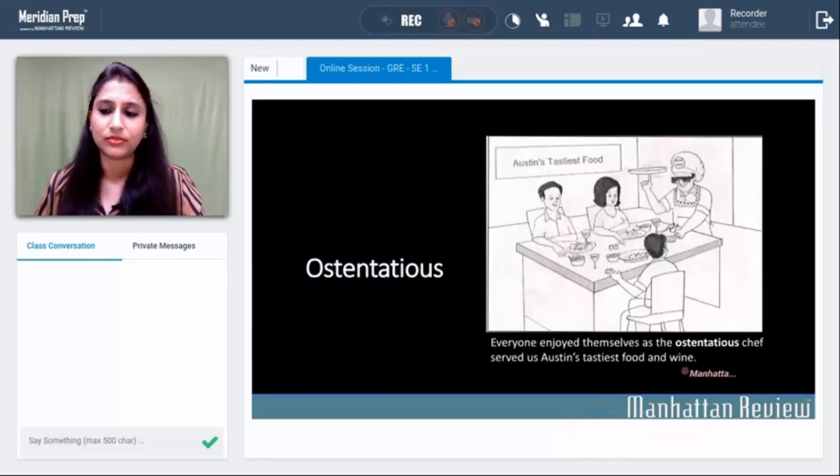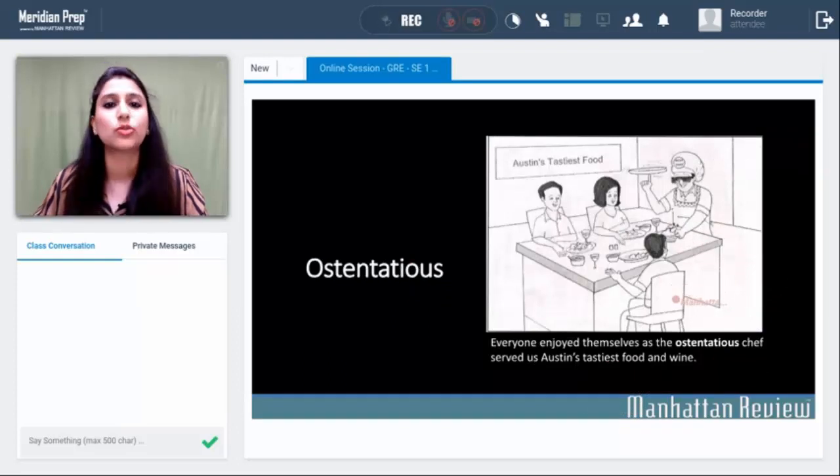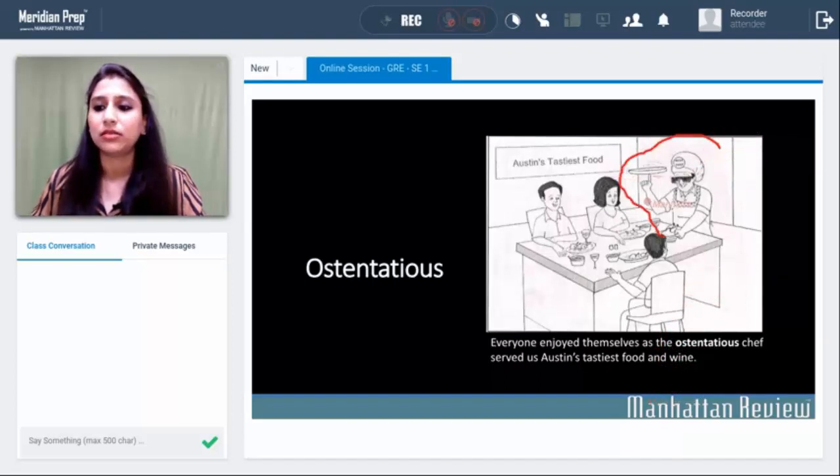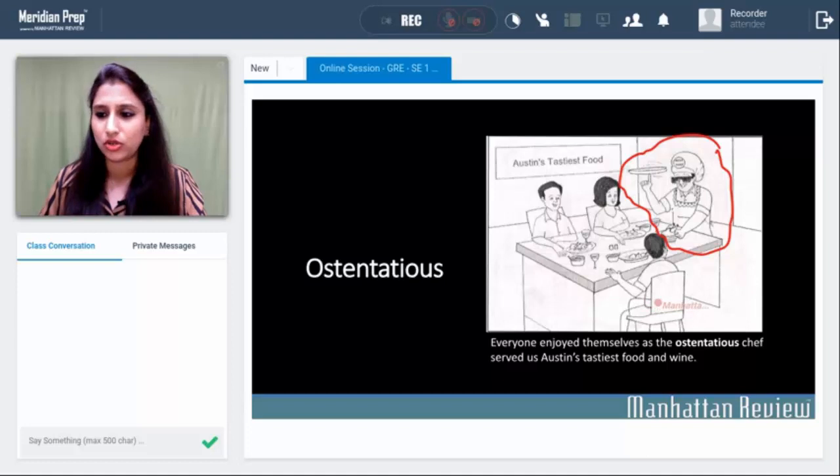Ostentatious. Now let's see what's happening here. You can see a group of people sitting at a table. They're about to have their lunch or dinner, right? But you have a person who is dressed, probably a chef, but he's dressed in a different way and he's not doing an activity which he is supposed to do. Generally, we don't expect a chef to come and do all these things, right? Show you some kind of table, do some kind of magic and all.